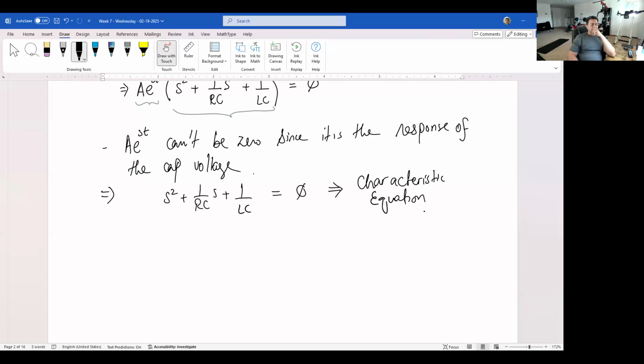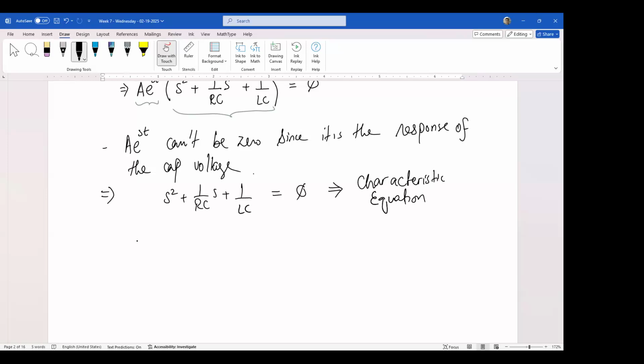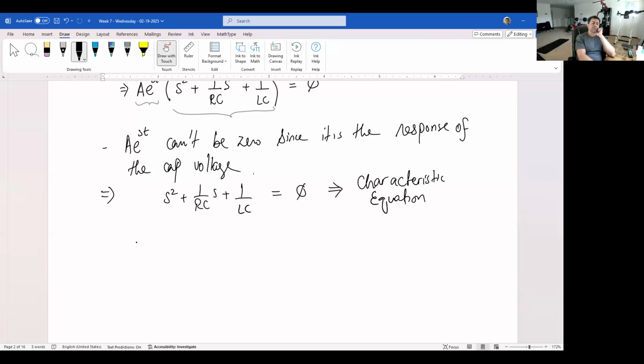And as you can see, this is a second order equation, the quadratic equation. That means how many values are going to be there for S from this equation? For the quadratic, 2 values, right? So S will have 2 values, which will make this equation equal to 0. So if we solve this quadratic equation for 2 roots, S1 and S2, we use the quadratic formula. Anybody remember how to write the quadratic formula?